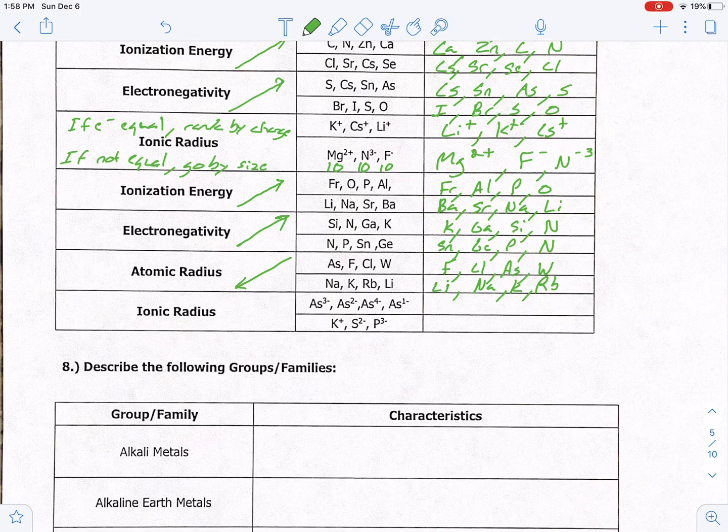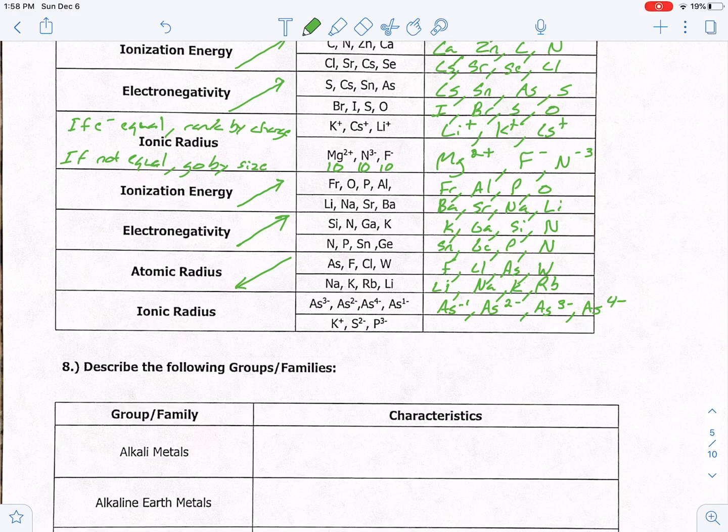Okay, ionic radius, so we're going to rank based on charge. We're only dealing with one element here, so we're just going to rank it based on charge, going smallest to biggest. That means As with a 1- charge is the smallest, followed by As with a 2-, then As with a 3-, and then my biggest one is going to be As with a 4-.